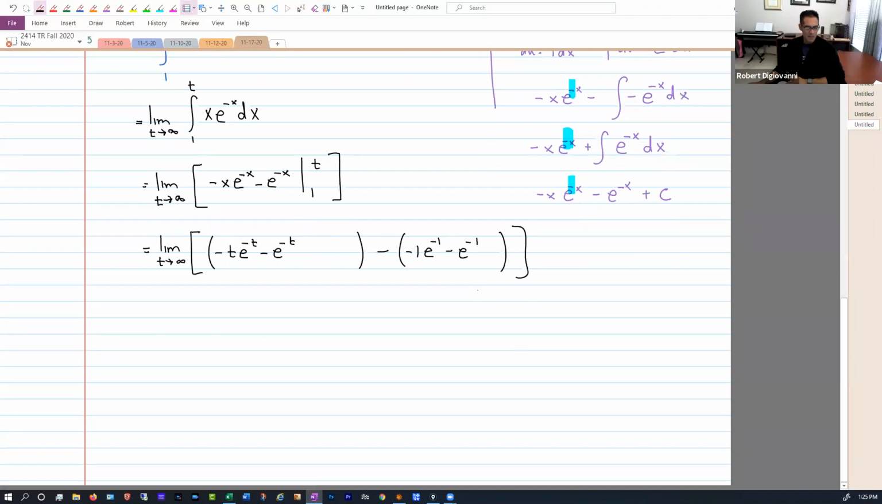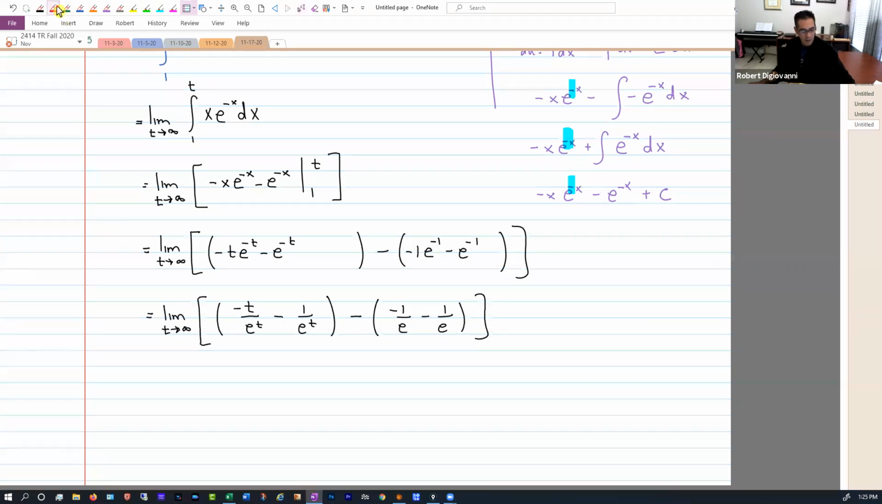Are we happy? No. I like honest answers. Okay, when I do this limit, I realize I have some issues. I'm going to just rewrite this here: negative t over e to the t minus 1 over e to the t. I think it'll be a little easier for me to deal with that limit that way. Then negative 1 over e minus 1 over e. So all I'm doing is using these negative t's and dropping them down, right? And now I'm going to let t go to infinity.